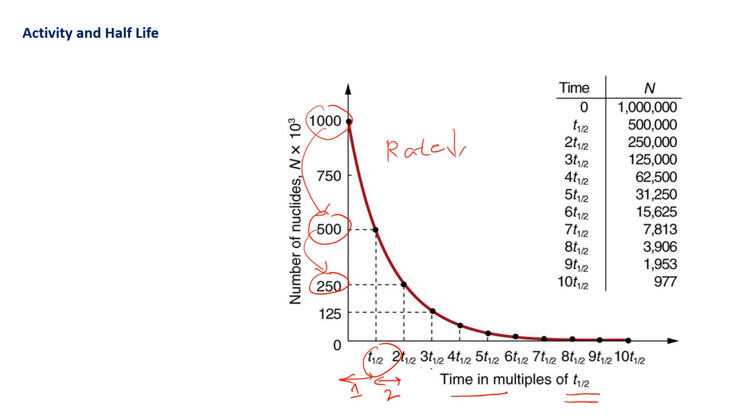Similarly, if we consider the third half-life, the number of atoms will drop from 250 to half of it, which is 125, and this process carries on. Right. So just draw this diagram, and then we are left with just one more slide.